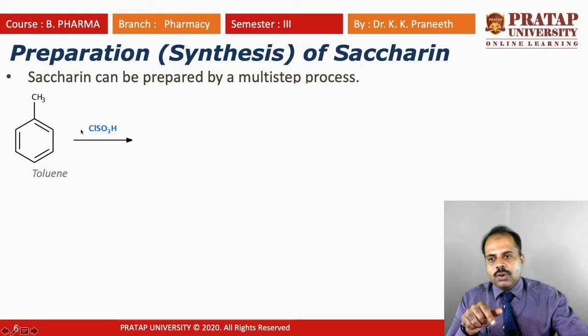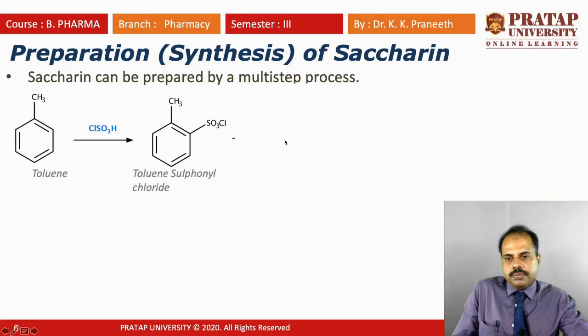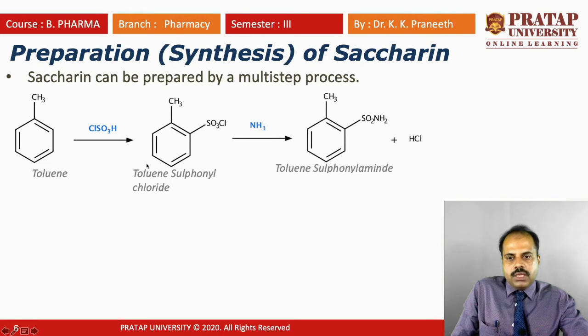On treatment with chlorosulfonic acid, you will get toluene sulfonyl chloride. So this is toluene and sulfonyl SO2Cl. Sulfonyl chloride we will obtain. And then this, on treatment with ammonia, will give toluene sulfonamide. Toluene sulfonamide will be produced, plus hydrochloric acid. So this is already one step.